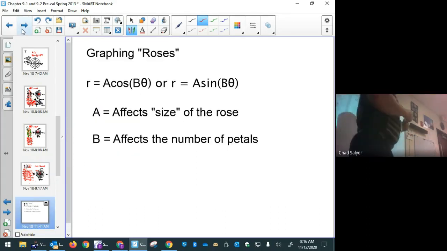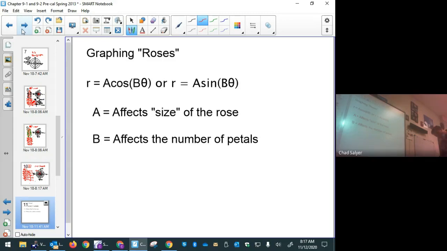So we're going to next talk about something called roses. You like it when people give you roses? Okay, I'm going to give you a rose. You can keep it forever on your calculator. So they look like this: A cosine B theta or A sine B theta. And they've got a really specific and interesting shape. So you'll find these on page 546.